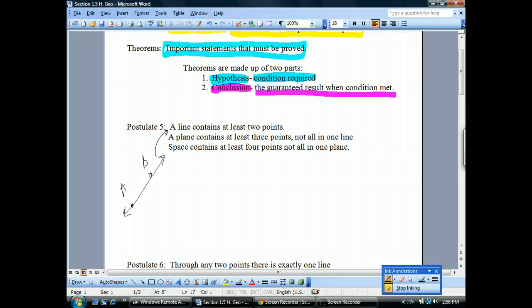The second statement says a plane contains at least 3 points. And the key here is not all in one line. So when you want to talk about a plane, you have to have at least 3 points, and the 3 points cannot be collinear. That's what not all in one line means. It means that they're not collinear. So in order to determine a plane, you have to have 3 points not on the same line. Yes?